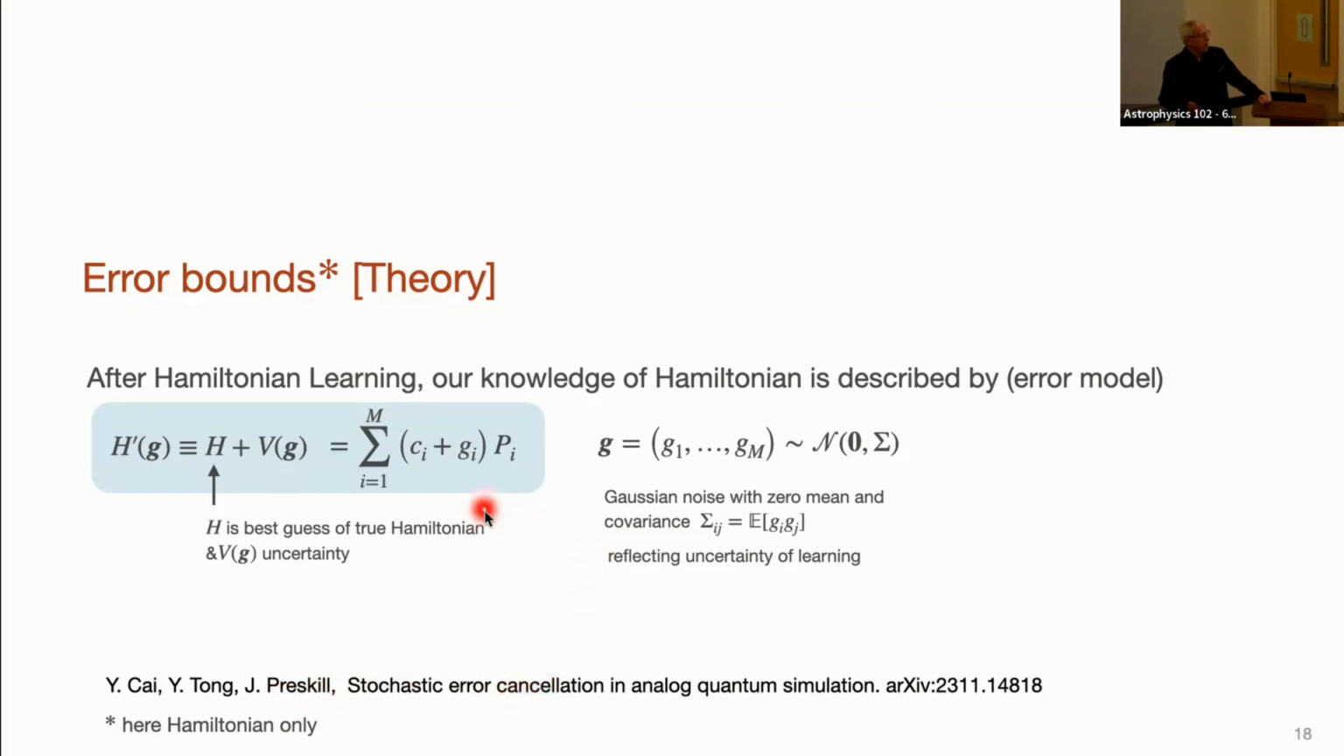So when you do Hamiltonian learning, you have here the operator that you learned, as a Hamiltonian H, the most likely one that you have, the best guess, the true Hamiltonian. And these V's over here are the uncertainty that in the Pauli basis you might expand like this. This is sort of the mean coupling over here. These are these couplings over here that can be described by a Gaussian noise model with zero mean. So this is Gaussian statistics here, reflecting the uncertainty of the learning.